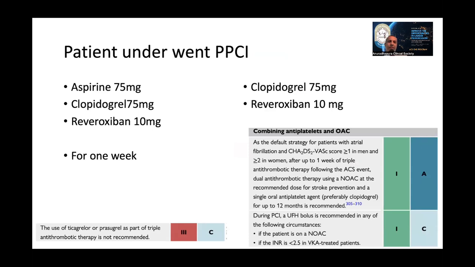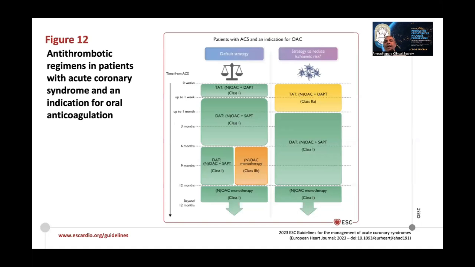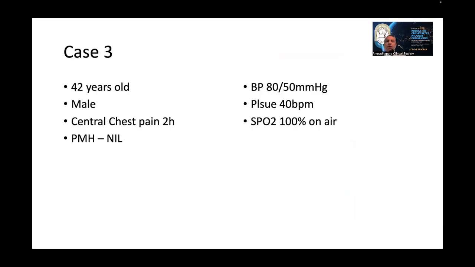And then the patient underwent primary PCI. With this, the patient was given aspirin, clopidogrel, and rivaroxaban for 1 week, and then aspirin and rivaroxaban. Right. So this is the guideline. Because of the time, I'll go to the next case.